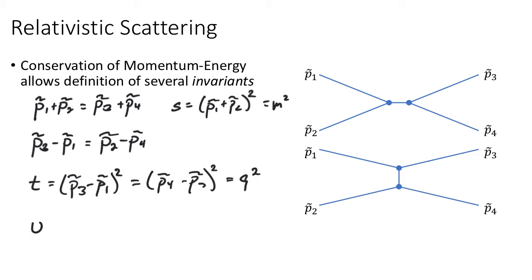Note that if the incoming particles are identical, or the outgoing particles are identical, we can define another variable u, which just mixes these. And so instead of particle 1 going to 3, we consider it to go to 4 instead, in which case the momentum transfer works differently, and we have P4 minus P1 squared. Just because perhaps we can't tell P1 and P2 apart, we have to consider the two separately.